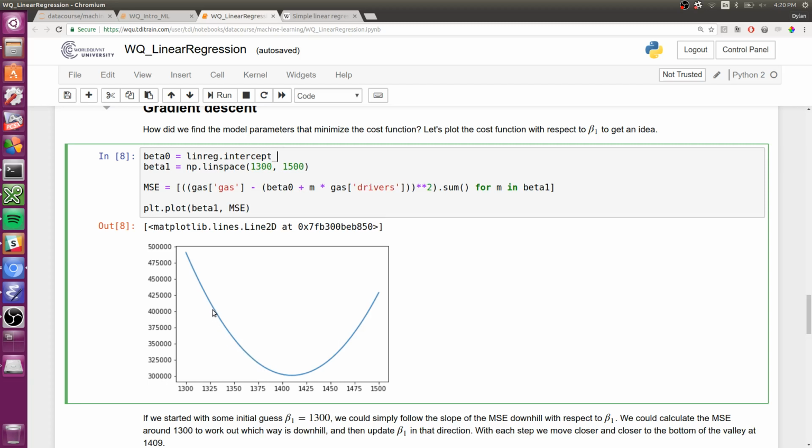If, on the other hand, I take a very large step, then it's possible I end up clear on the other side of the valley. And I could just bounce back and forth across the valley. And if my step is large enough, I'll even start to walk up the valley instead of down.